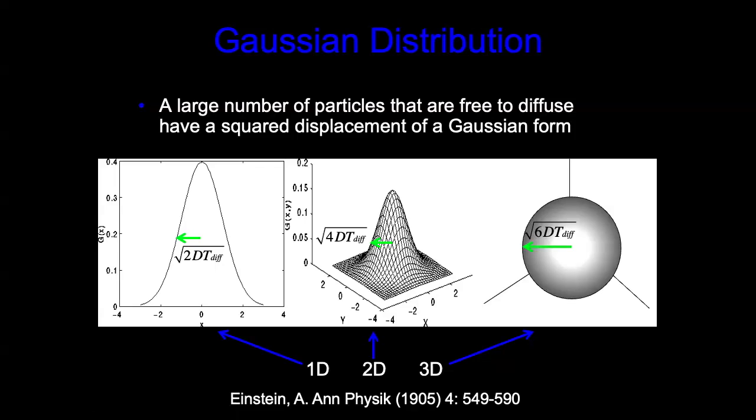When we look at that in 2 dimensions, then what we have is this cone shape here, and in 3 dimensions, that would be represented as a sphere.